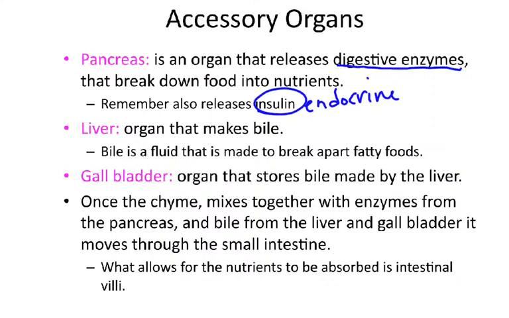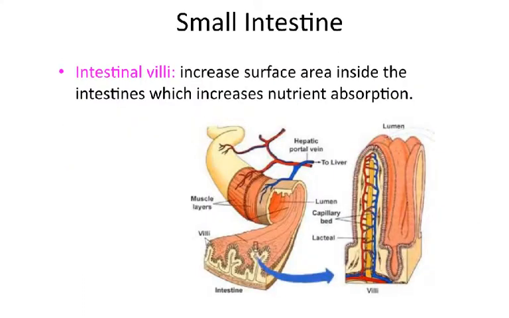Your liver, on top of filtering blood as part of your circulatory system, removing toxins, also makes a substance called bile. Bile is a fluid that's really good for breaking apart fatty foods. Bile emulsifies the fat. It breaks the fat down into smaller pieces. So chyme mixes together with those enzymes and the bile, and it moves into the small intestine. And now we're going to be looking at the nutrient absorption.